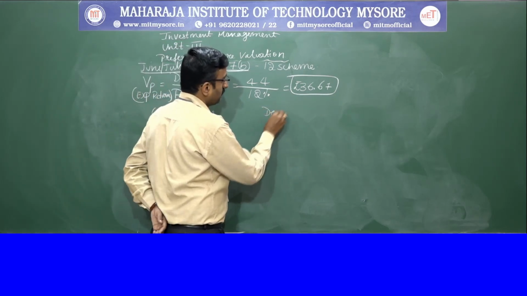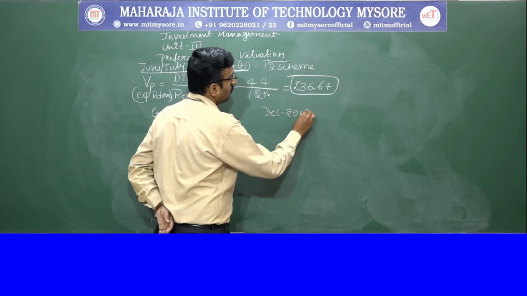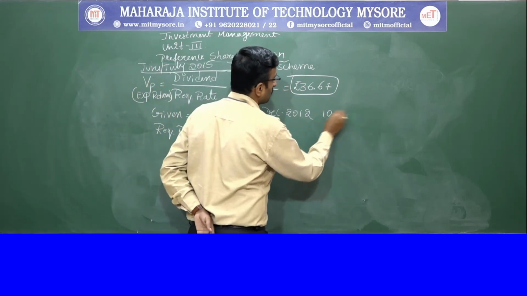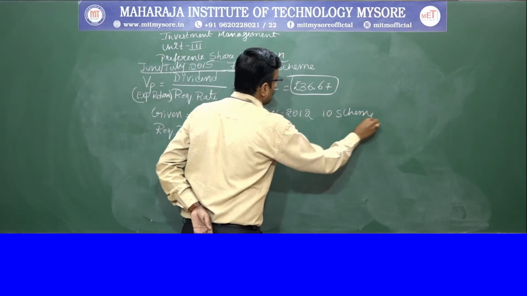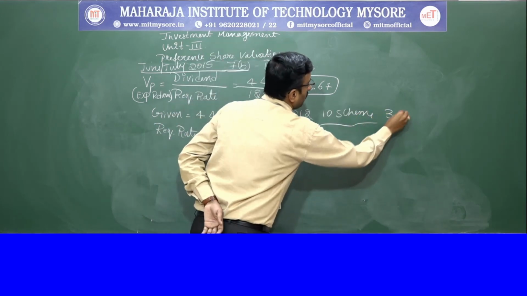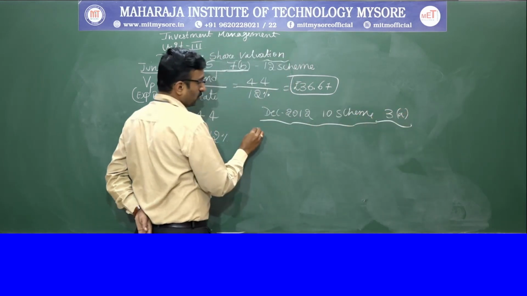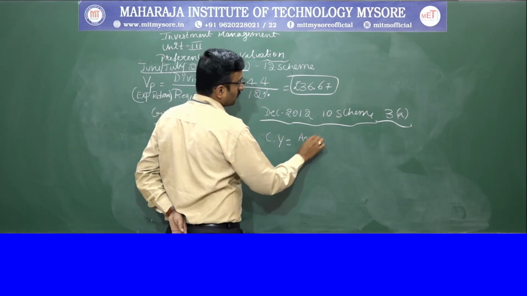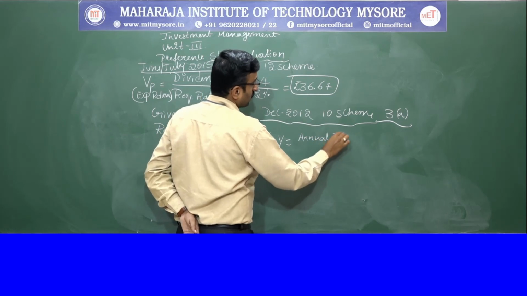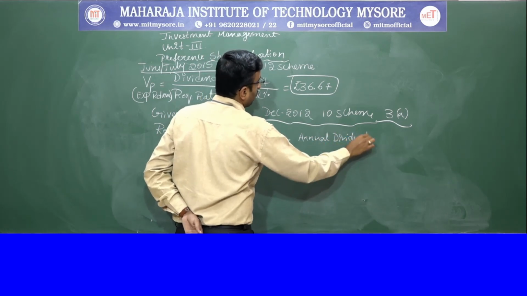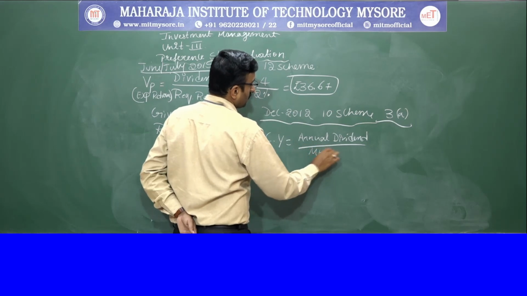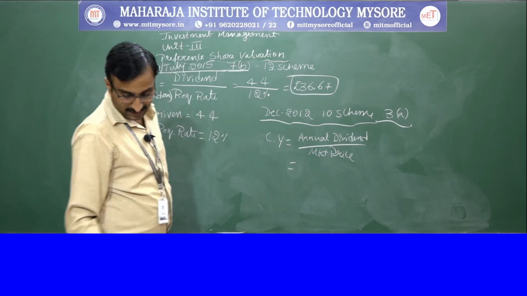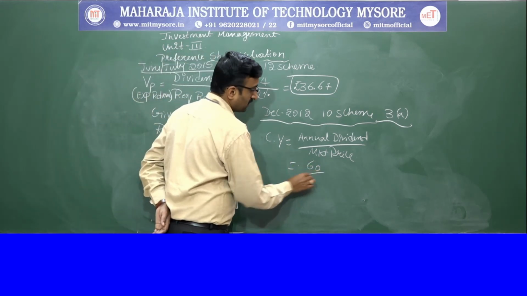Okay, that is December 2012. Which scheme it is? It is 10 scheme. Question number 3A. So you apply the current yield formula. Current yield is equal to annual dividend divided by market price. So annual dividend how much here? It is 6 and market price is 50.